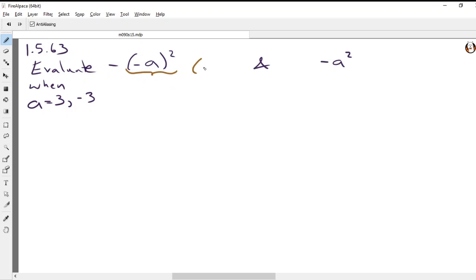If I take a negative and I square it, the result is the positive squared. So this sign right in here is going to go away. So this is equal to negative a squared. We square it and then we make it negative. So these are the same.